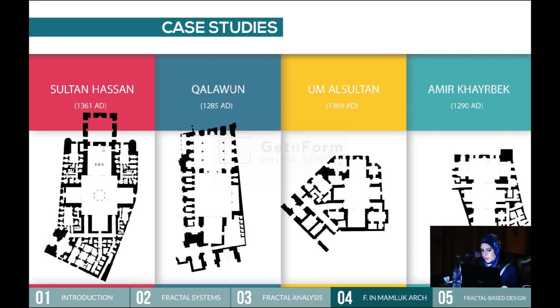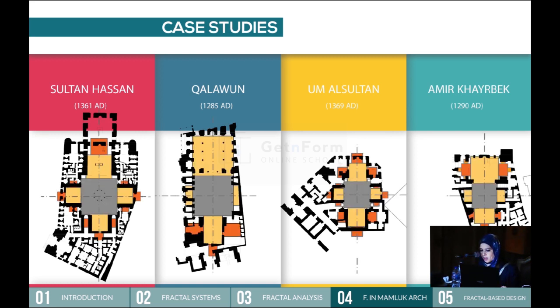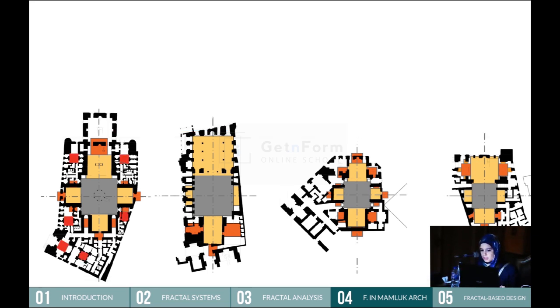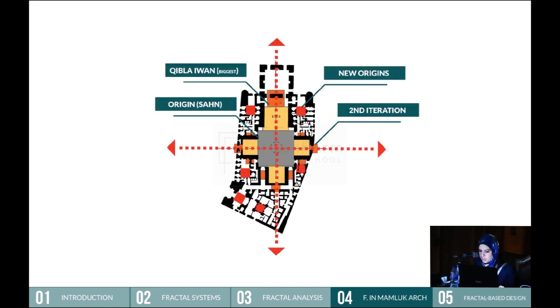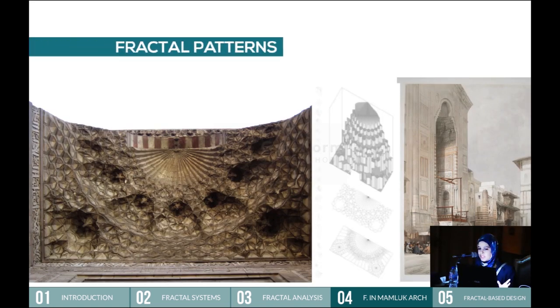The plans are prepared to be analyzed. All of them have a central square and are generated in the 4 directions for the 4 imams. Some examples have a second iteration, for example, the Sultan Hassan has a second iteration from these spaces and new origins at the corners of these buildings. The growth directions are in the 4 directions.